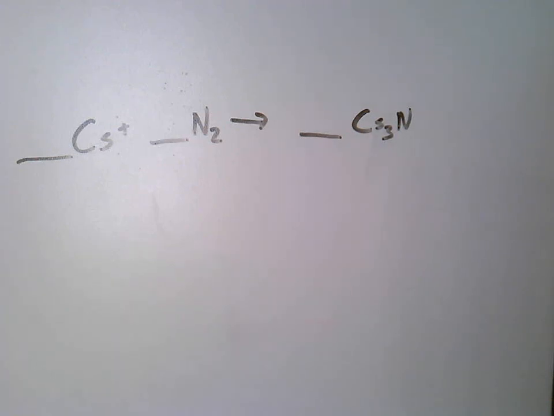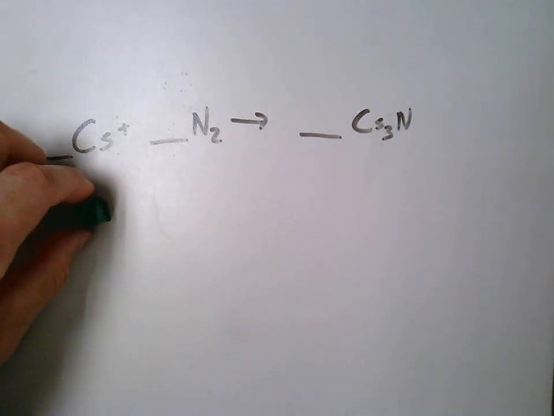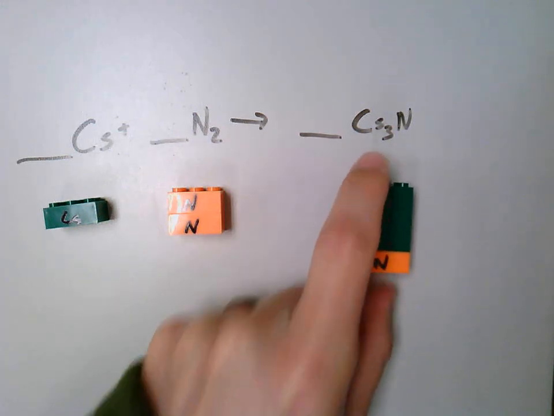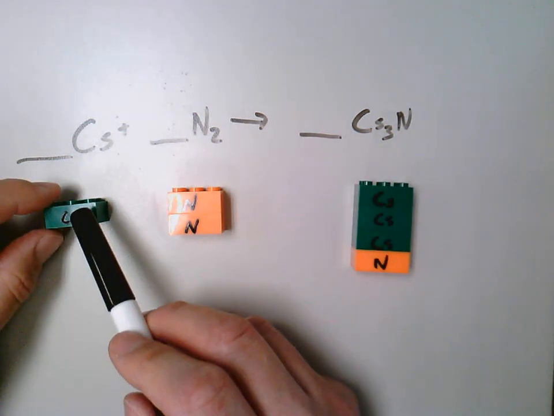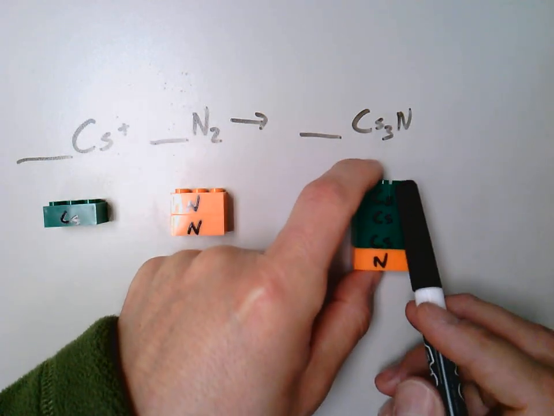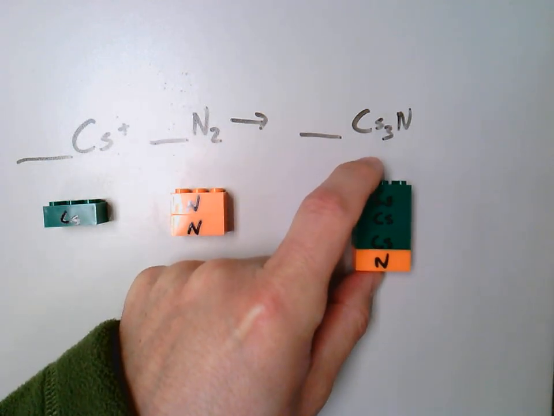Okay, so we've got a formula to balance. We've got Cs plus N2 yields Cs3N. And so to show what these little things are, we're going to use Lego. So we've got Cs, and then we've got an N2, and then we've got Cs3N. So you can see there's one Cs here, there's two N atoms here, there's three Cs atoms plus N.